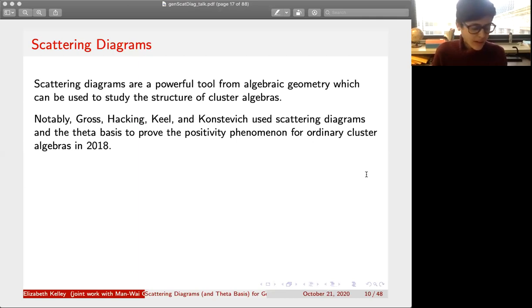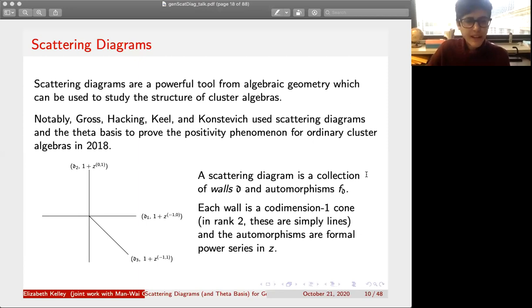So when I call scattering diagrams powerful, to me, they are very powerful tools. And I find it sort of beautiful that they were able to answer this very hard question. So here's an example of a scattering diagram. And I think Galen will find these kind of exciting because she can think about collections of cones.